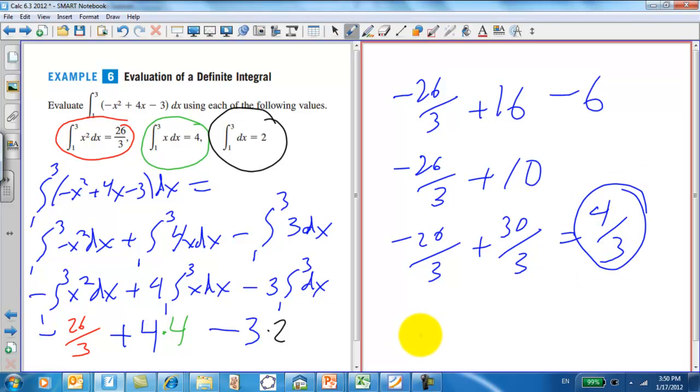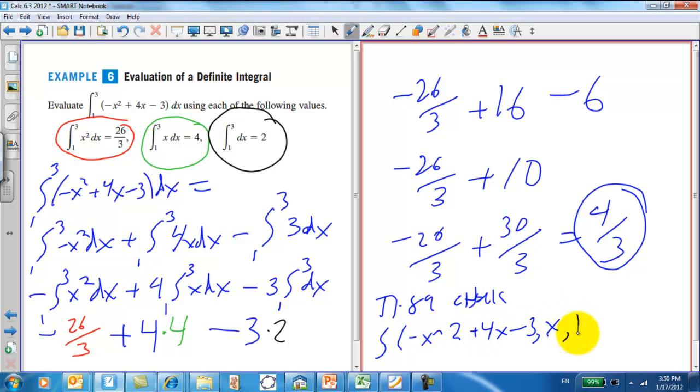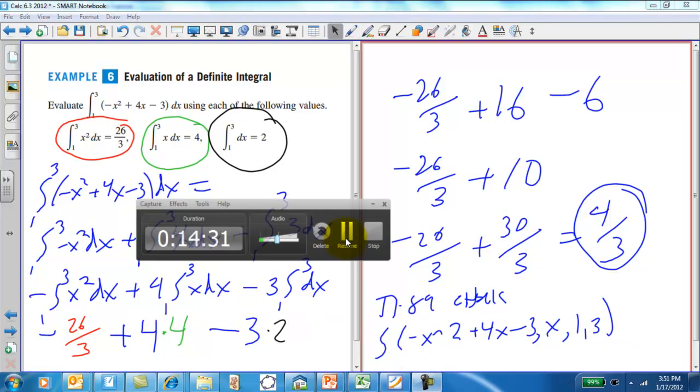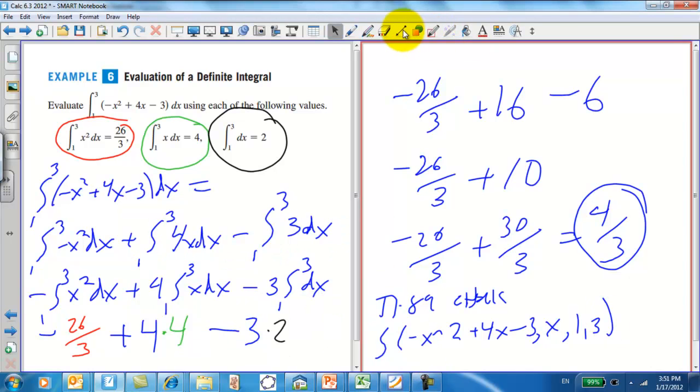And you can actually check this on your calculator. Let's do a TI-89 check. Integral of negative x raised to the 2 plus 4x minus 3 comma x going from 1 to 3, and let's see what it says. And sure enough, the calculator agrees with me.